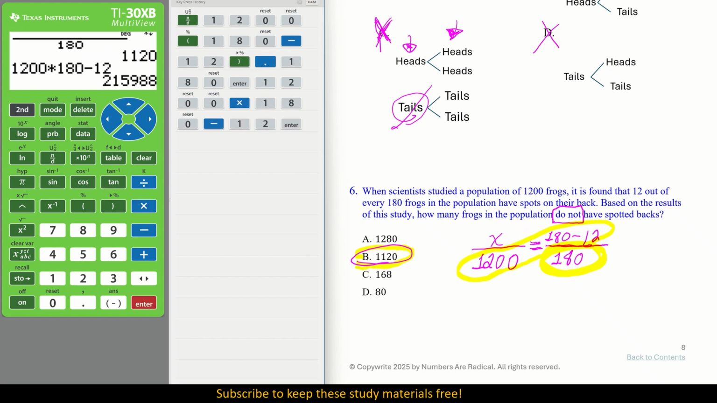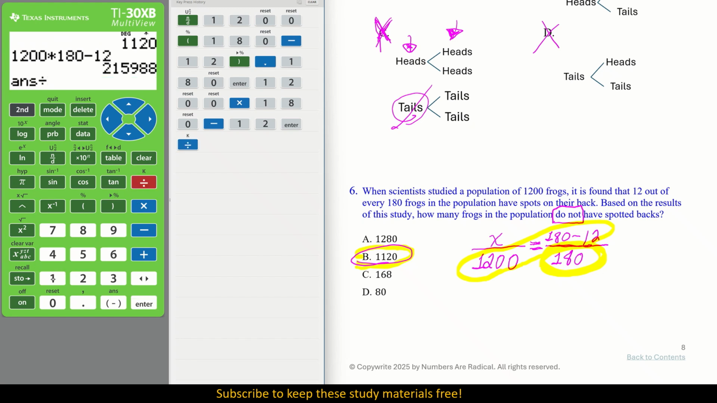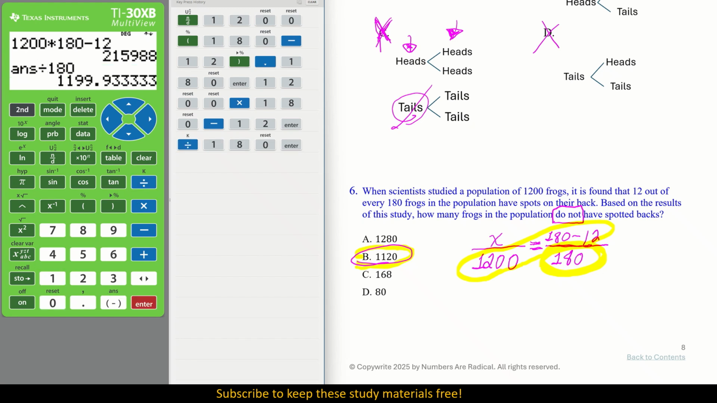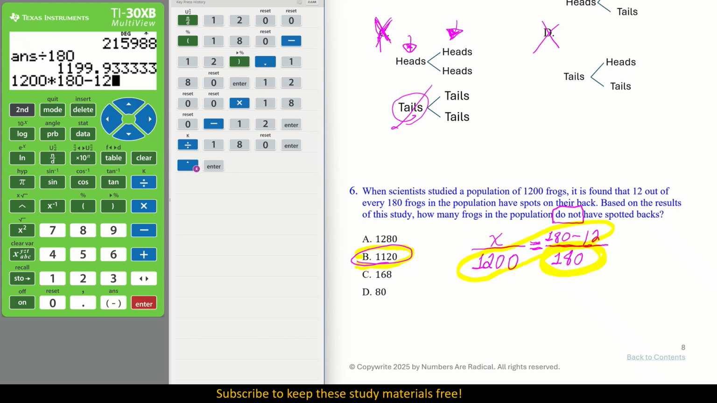Push enter and then divide by the 180. That is incorrect. Why is it incorrect? I'm going to highlight right here. What happened is, I'll enter, see, I have it highlighted. I'm going to capture it.